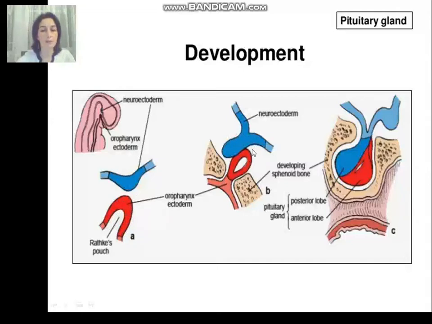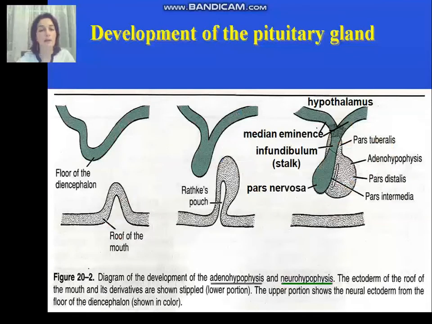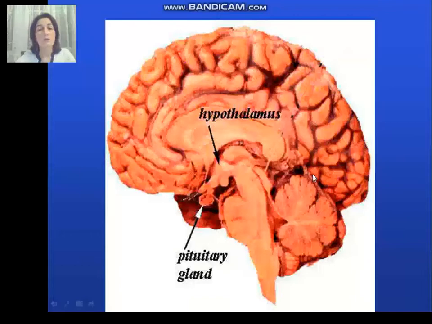They will be surrounded by a common capsule, and the hypophysis will be formed. The adenohypophysis developed from Rathke's pouch from the roof of the oral cavity, and it has ectodermal origin. The neurohypophysis has neural origin because it developed from the downgrowth of the diencephalon. That's why they have different structures and different functions. So the hypophysis is formed.